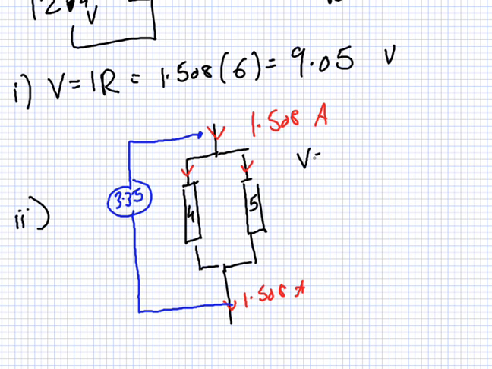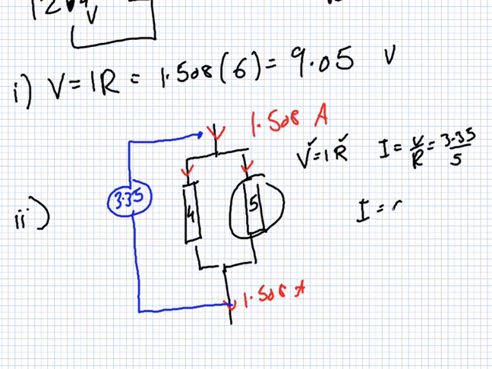So we can use Ohm's law. V equals IR, where we know the V and we know the R. What are we looking for? We're looking for the I, isn't it? So the I is V over R, which will be 3.35 over 5. Sorry, we're looking at this one here. So divided by 5, so I got 0.67 amps. Did you get that?